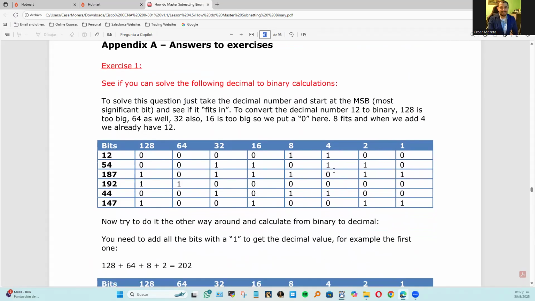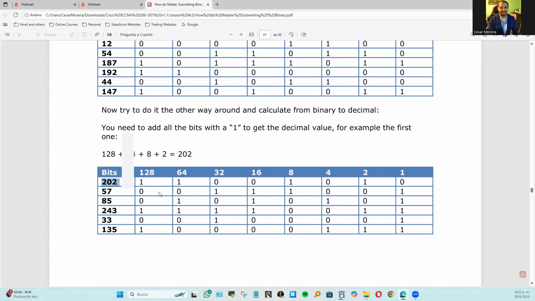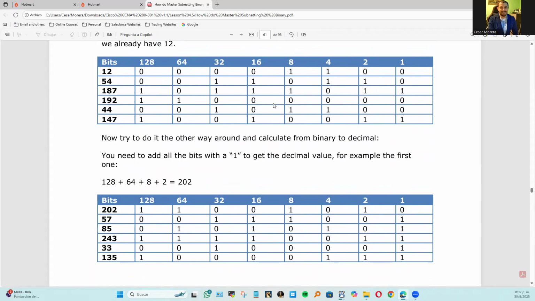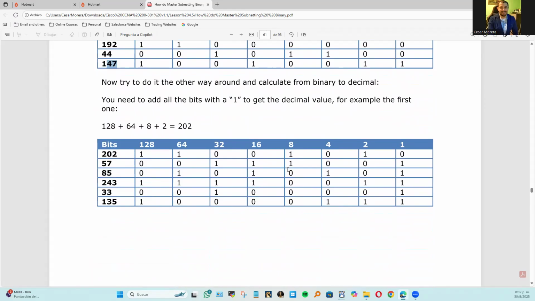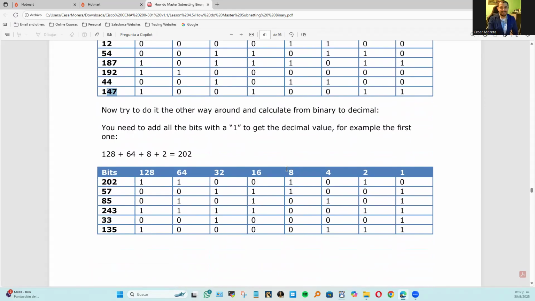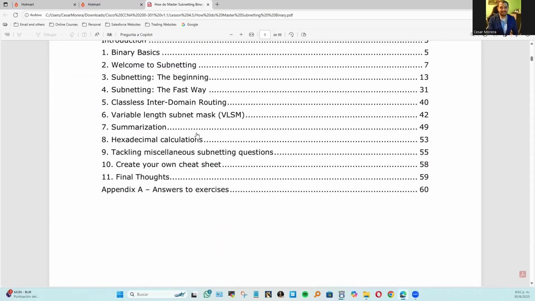These are all the answers for the conversions from binary to decimal and decimal to binary. So you can see the 202 that we were calculating today. You can see the conversions that we have for 54, for 12, for 54, and for 187 as well. We have the 192, 44, 147. So once you have done your lesson, remember to go to page 61 of the book and validate the answers. You can even pause the recording and do it yourself.